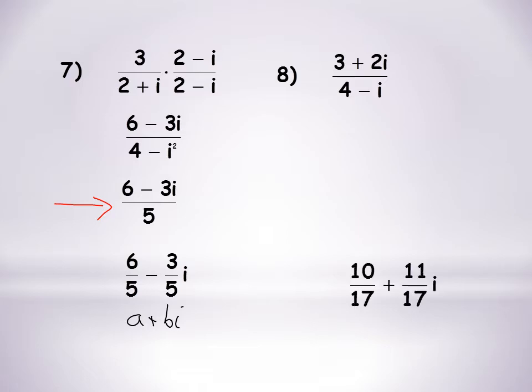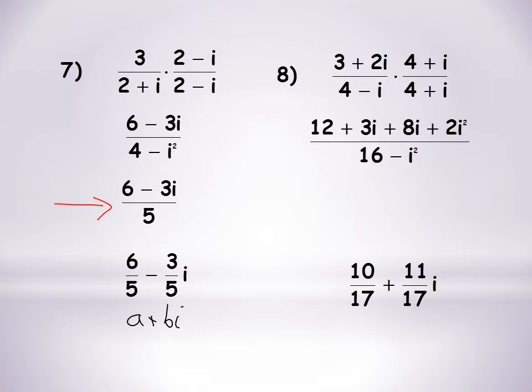Again, on number 8, you're going to multiply by the complex conjugate, 4 plus i, 4 plus i. You multiply it all out. You're going to combine all of your like terms, change your i squared to a negative 1. And you have 10 plus 11i over 17, but you cannot leave your answer like this. It needs to be in the a plus bi form. So you'll write it as 10 over 17 plus 11 over 17 i.